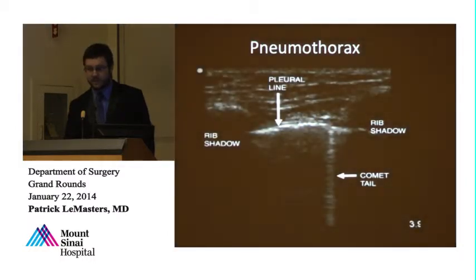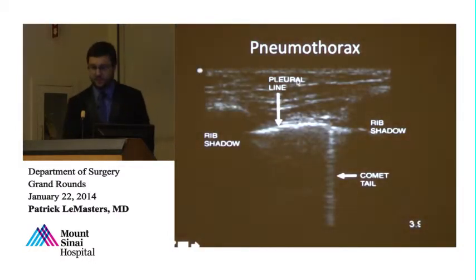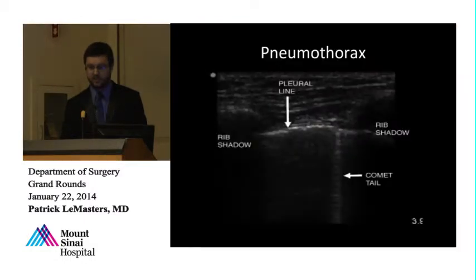What does this look like? Here, you can see the subcutaneous tissue. You see the two adjacent ribs and their shadowing that can be seen. You see their pleural line, and you see here what's known as a comet tail artifact. This is caused by the visceral and parietal pleura being in close contact to each other. What does this look like in real time?